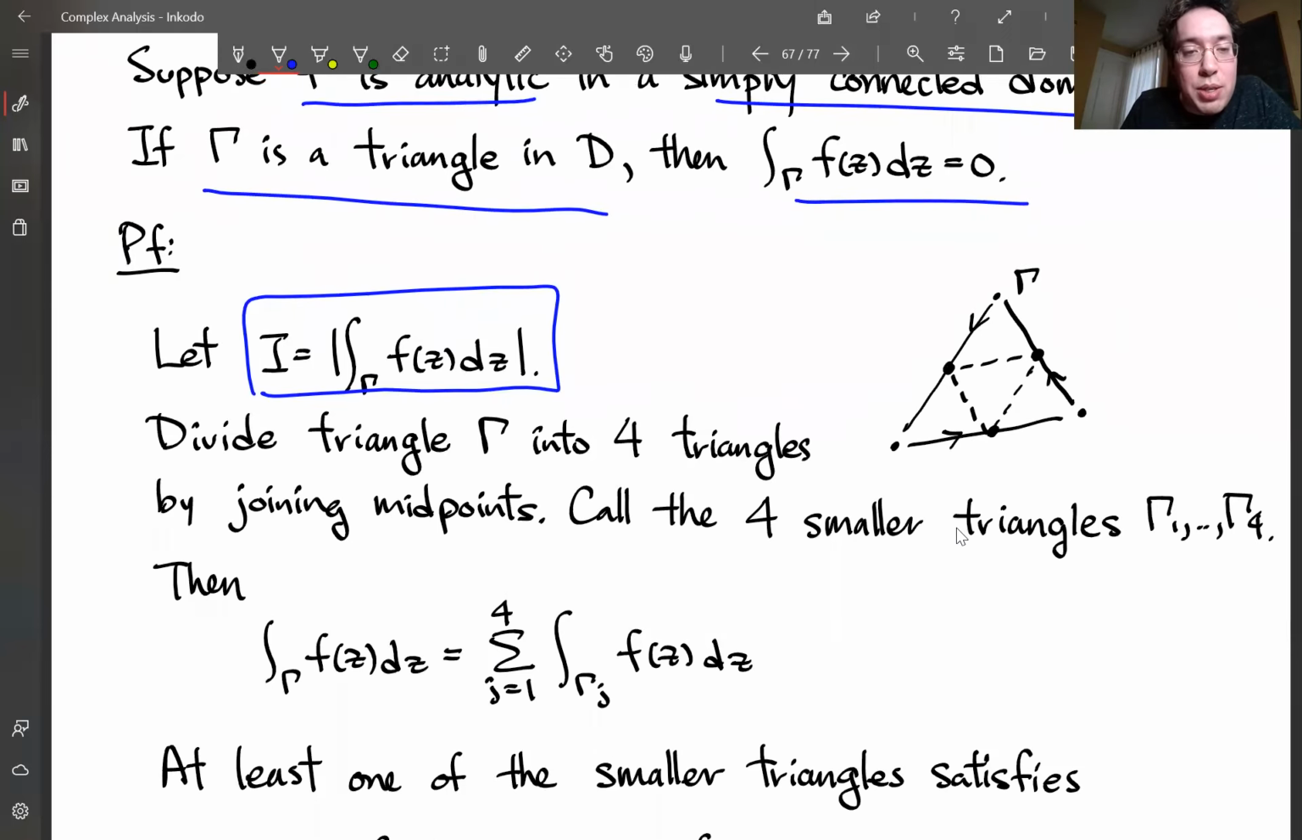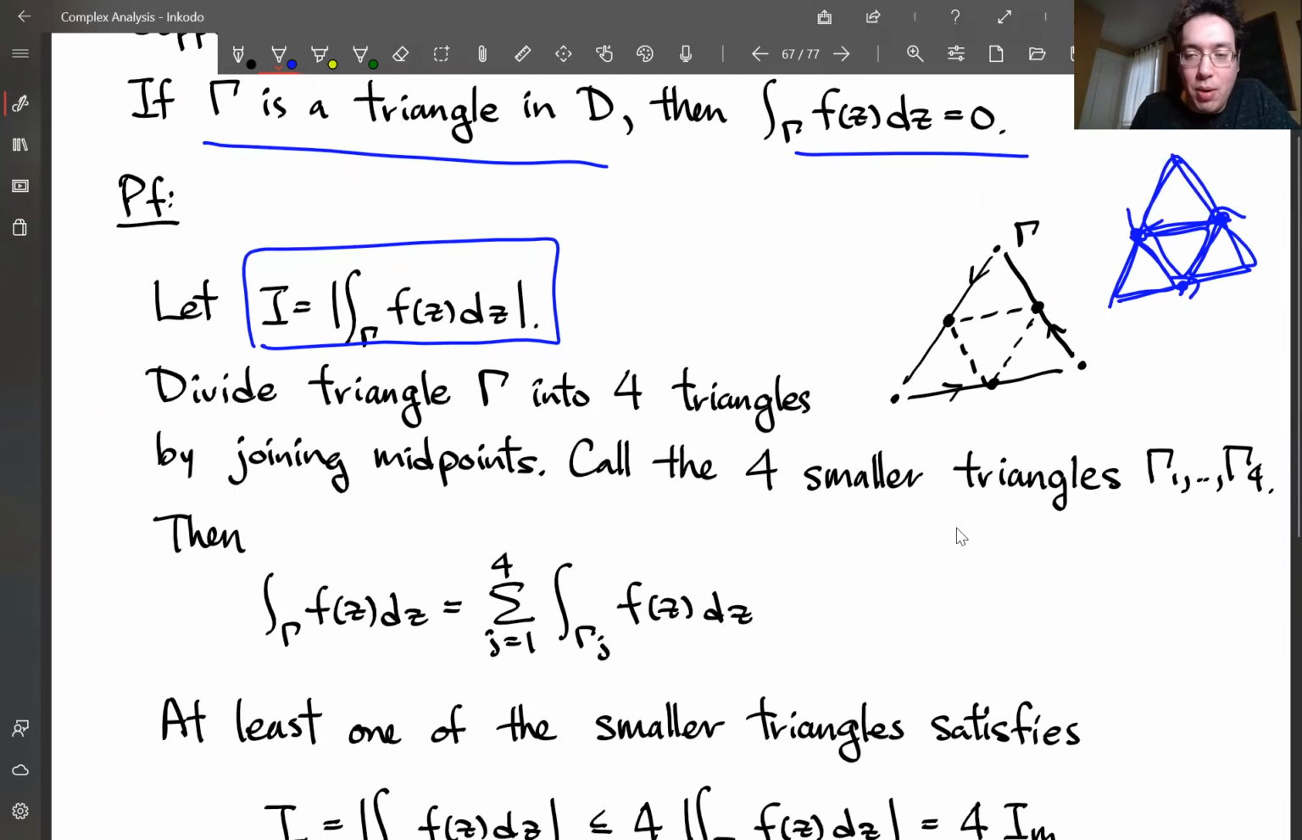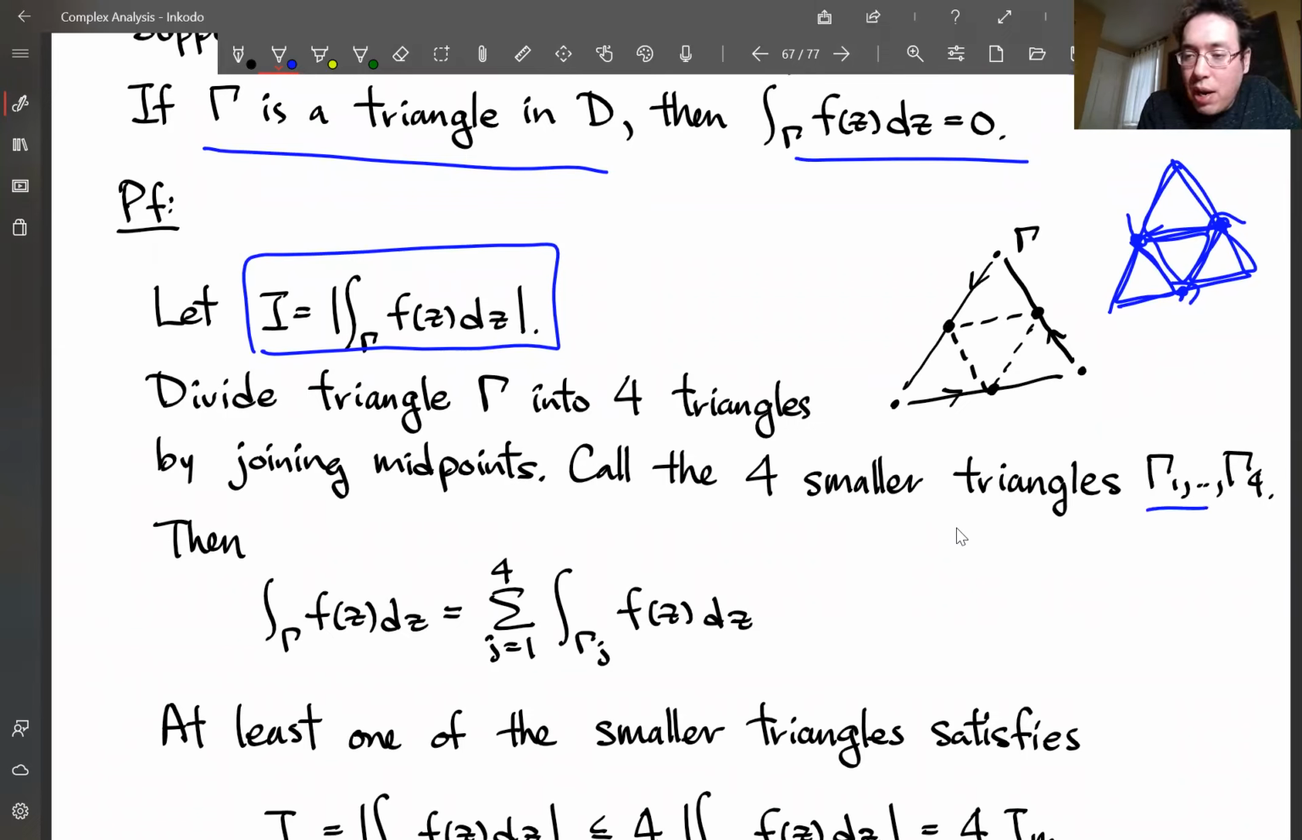Okay. What we're going to do is break up this triangle into smaller and smaller triangles. Any triangle that you draw, you take the midpoint of each of the sides. If you connect them, you get this symbol that looks like the Triforce from Legend of Zelda, or you get 4 smaller triangles. So you have 3 here and 1 in the middle. This is what we're going to repeatedly do to get smaller and smaller triangles sitting inside of the triangle. Okay, so for now, let's call the smaller triangles gamma 1 through gamma 4. So gamma is the big one, the original triangular path, and gamma 1 through gamma 4 are the smaller triangles, all going counterclockwise.